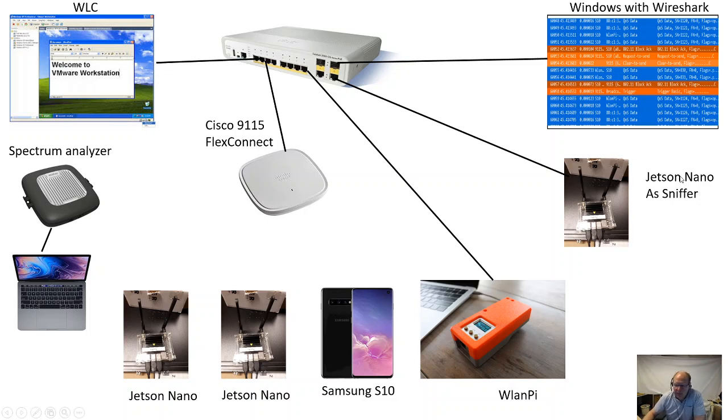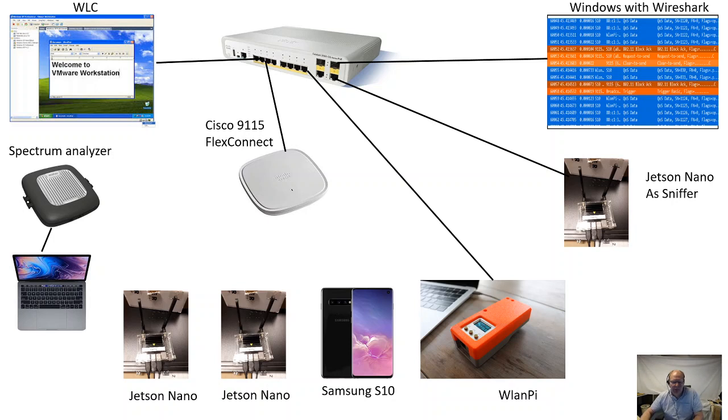The sniffing Jetson Nano will sniff or capture all the wireless frames between the 3 stations and the AP and send the captured data to my Windows client, which has Wireshark installed. And I will use an Ekahau Sidekick to visualize the spectrum during my traffic testing.